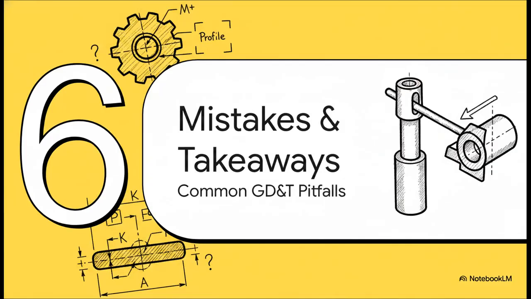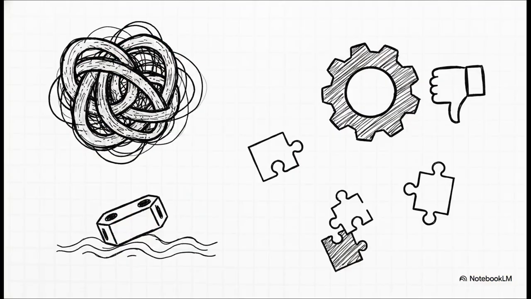Finally, Part 6, mistakes and key takeaways, or the common GD&T pitfalls you really need to avoid. Before we wrap, let's rapidly run through the biggest design errors engineers make. Because if your GD&T is flawed on the drawing, your functional gauge is going to be completely useless. First, overcomplicating designs with super tight tolerances just to play it safe drives up manufacturing costs for literally no reason.